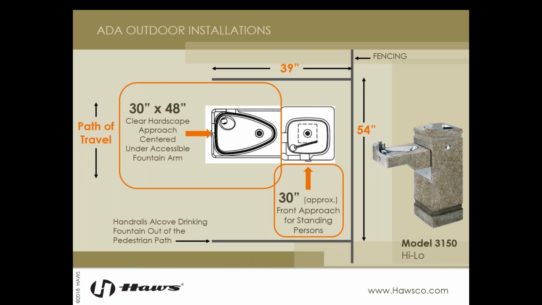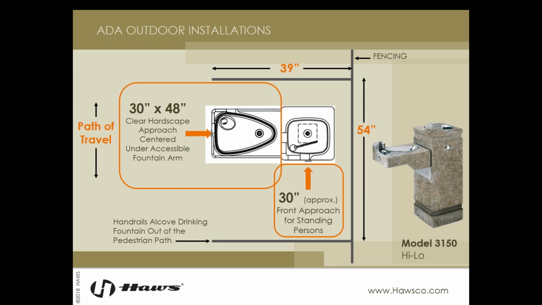Now, oftentimes drinking fountains are located in high traffic areas, in parks, near recreational areas, and they can be alcoved using guardrails. And that's to keep the fountain out of the path of travel, and it makes the fountain more easily detectable. Now, all other requirements remain the same for the approach and for the clear ground space.